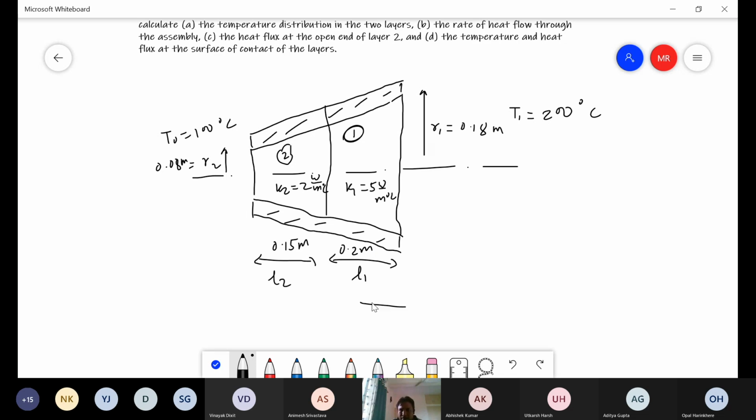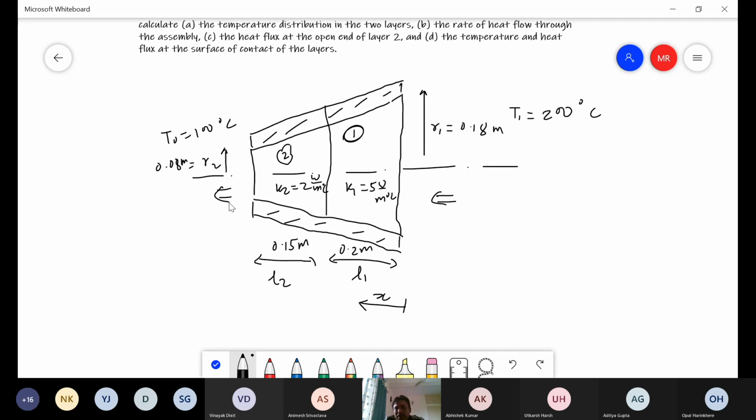Our direction is this, so our X is varying in this direction, okay, from this edge. So what is being given in the problem is a frustum of a cone, and this frustum of the cone is made up of two materials, layer 1 and layer 2. Again, the heat transfer is taking place in an axial direction from right to left. This is the heat transfer direction.